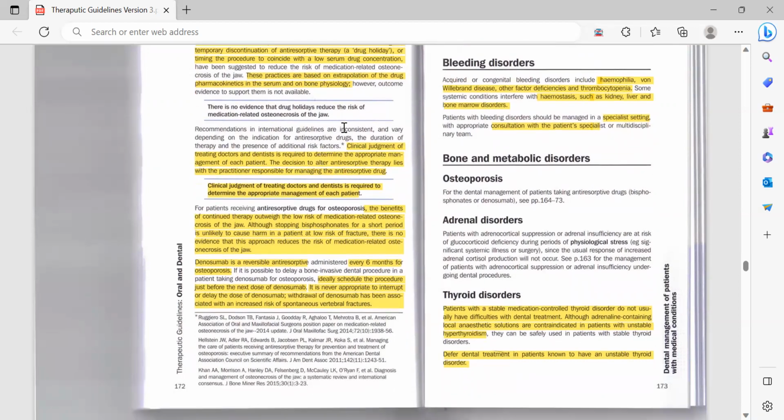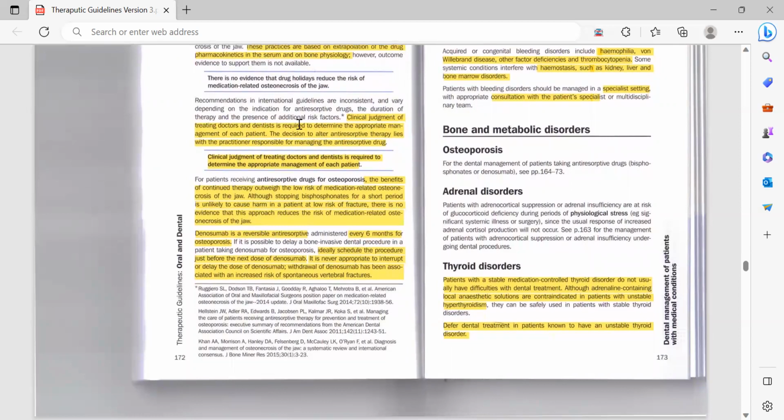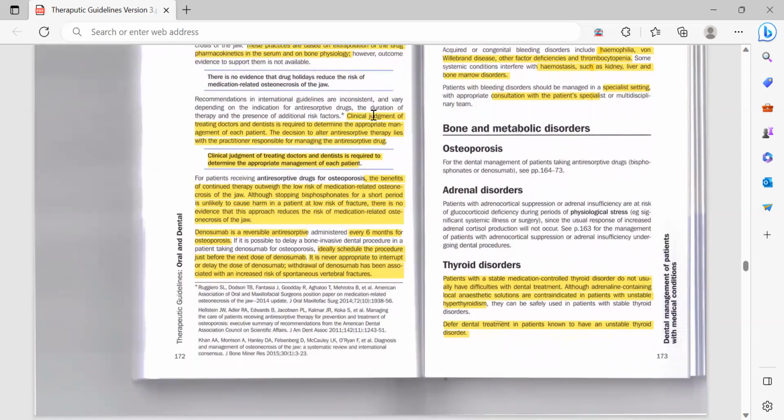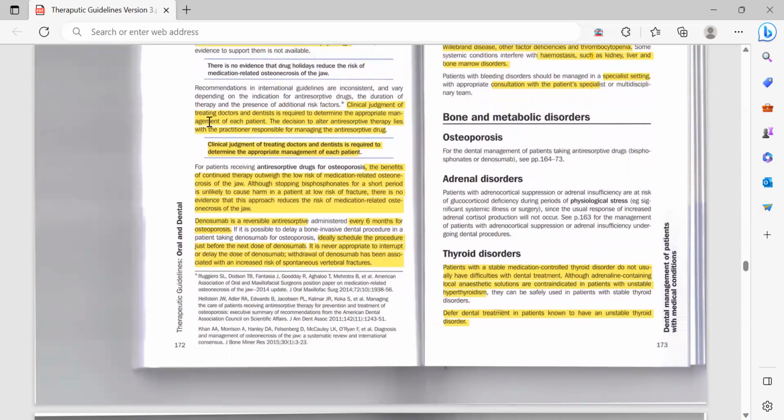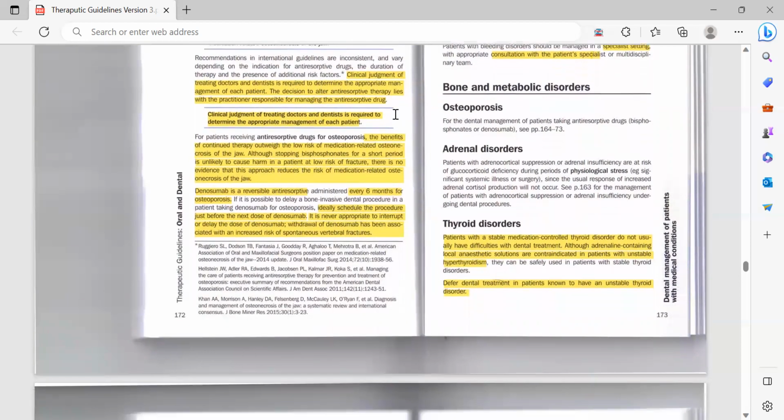The recommendations in international guidelines are inconsistent and vary depending on the indication for anti-resorptive drugs, the duration of therapy, and the presence of additional risk factors. So you need to use your clinical judgment. The treating doctors and the dentist are required to determine the appropriate management of each patient. The decision to alter anti-resorptive therapy lies with the practitioner who is managing their anti-resorptive drug. So you would not be doing anything. You just need to consult with their medical practitioner, and he would be the person who can modify it if he thinks so.